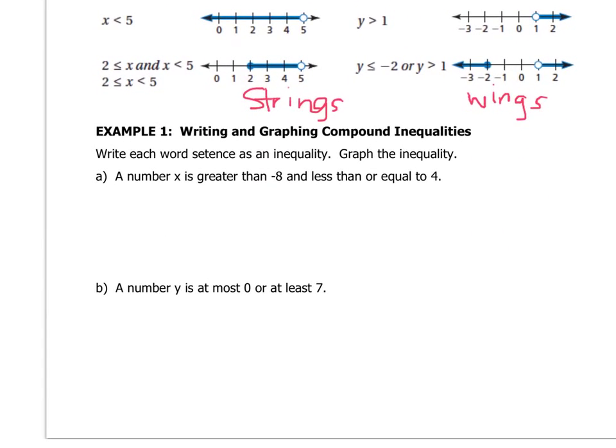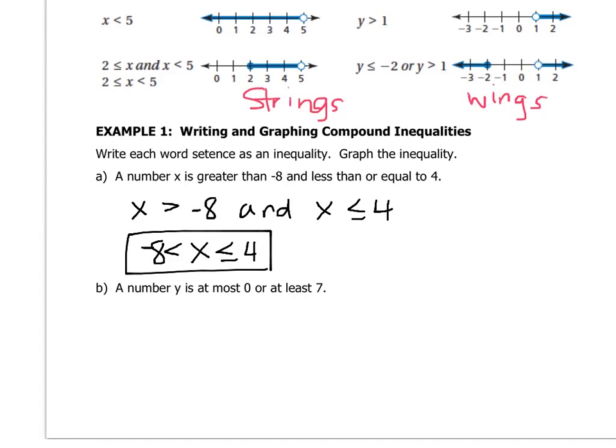And so that's how he described compound inequalities, talking about wings and strings. Let's look at example 1. We just have to write them and then graph them. A number x is greater than -8, and it's also less than or equal to 4. Now you can write it like this, but you typically won't see it written like this. You'll typically see it with the joining because "and"s can be joined. So you'll see it written as x is greater than -8 and x is less than or equal to 4. This is probably the better way to write it, but it's okay to write it broken up.